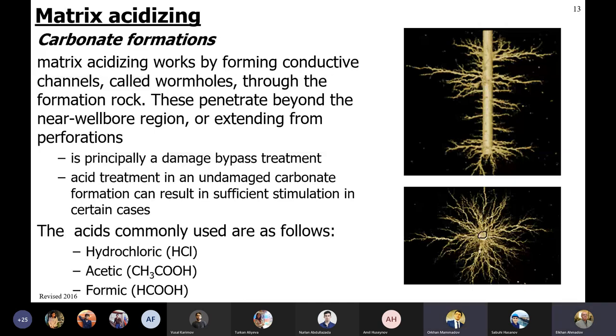So chemically we create wormholes, right? Yes, matrix acidizing is acid, chemical creation. Do you know what a wormhole is? Yes, it's a kind of conductive channel, let's say. No, in very simple words, in general, do you know what a worm is?